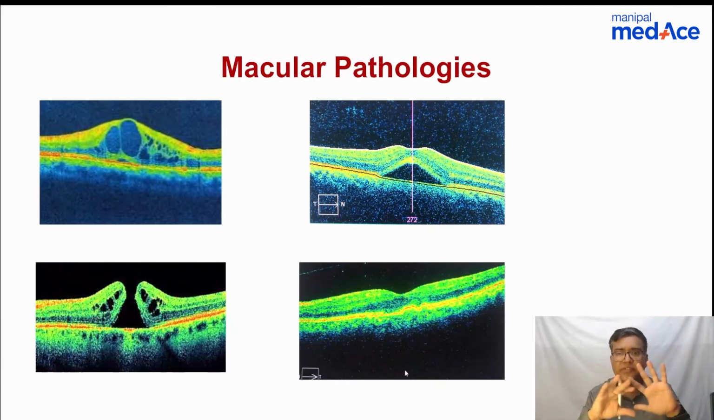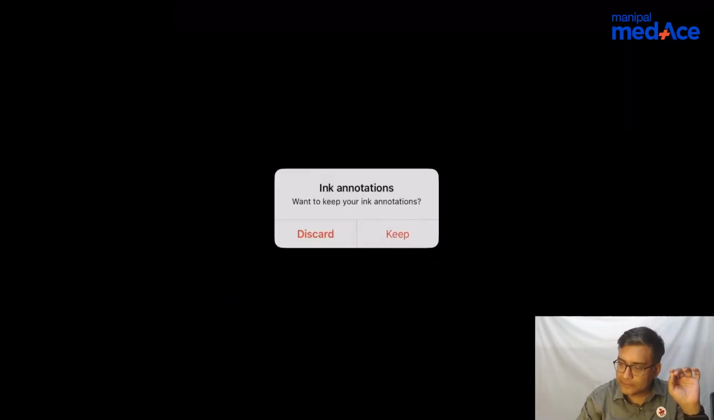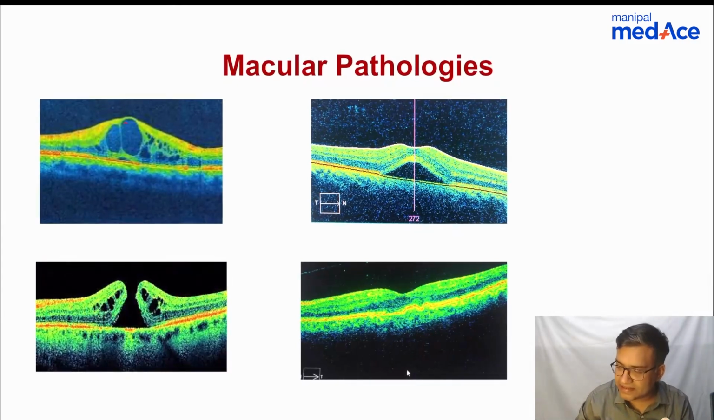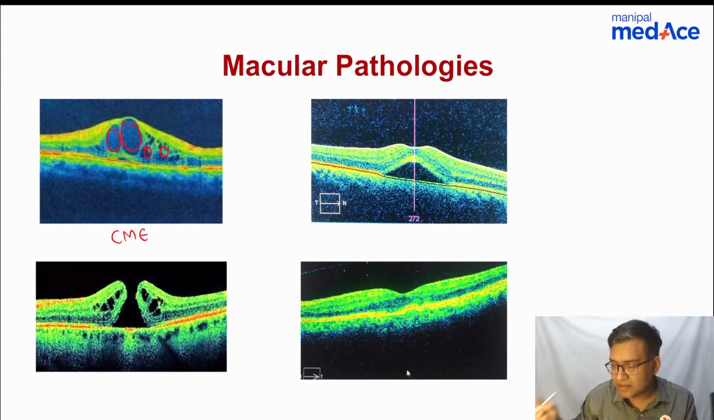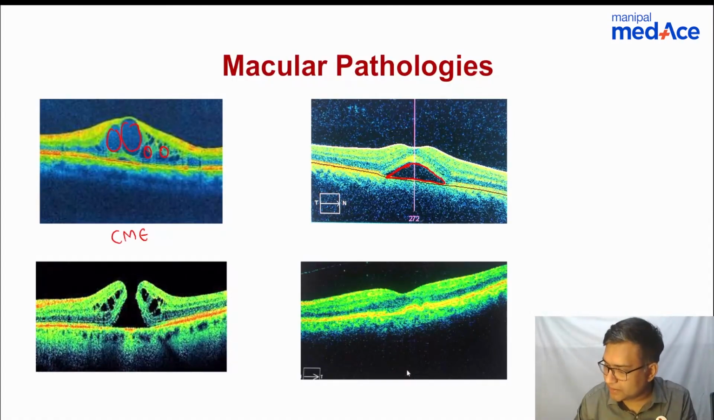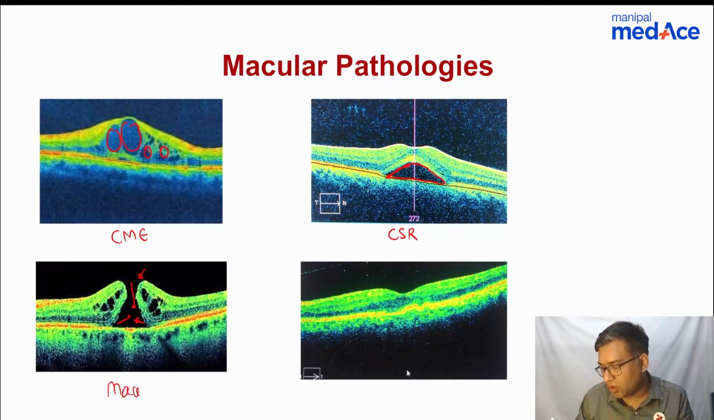Okay, with this we move to the various macular pathologies and the OCT pictures of the various macular pathologies. See here the various macular pathologies. The first one you can see here, there are cystic spaces in the inner retinal layers. So this is a patient having cystoid macular edema. Here you are getting exudation between the neurosensory retina and the retinal pigment epithelium. So this patient is having central serous retinopathy. Here you can see there is loss of layers in the center of the macula. So this is basically a macular hole.